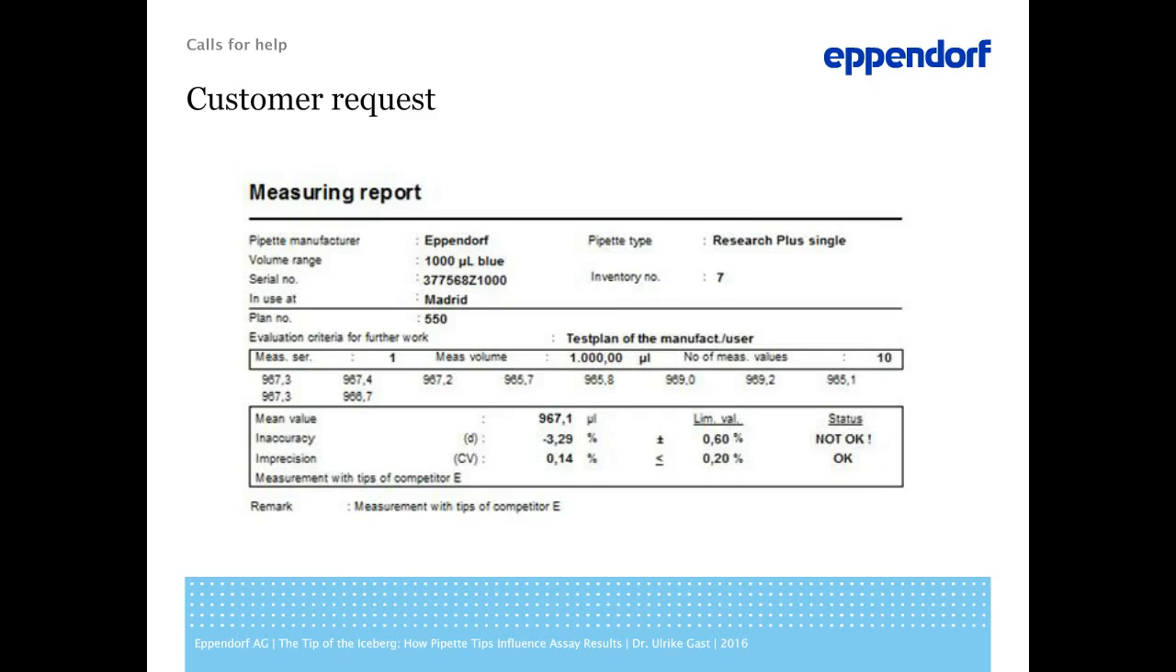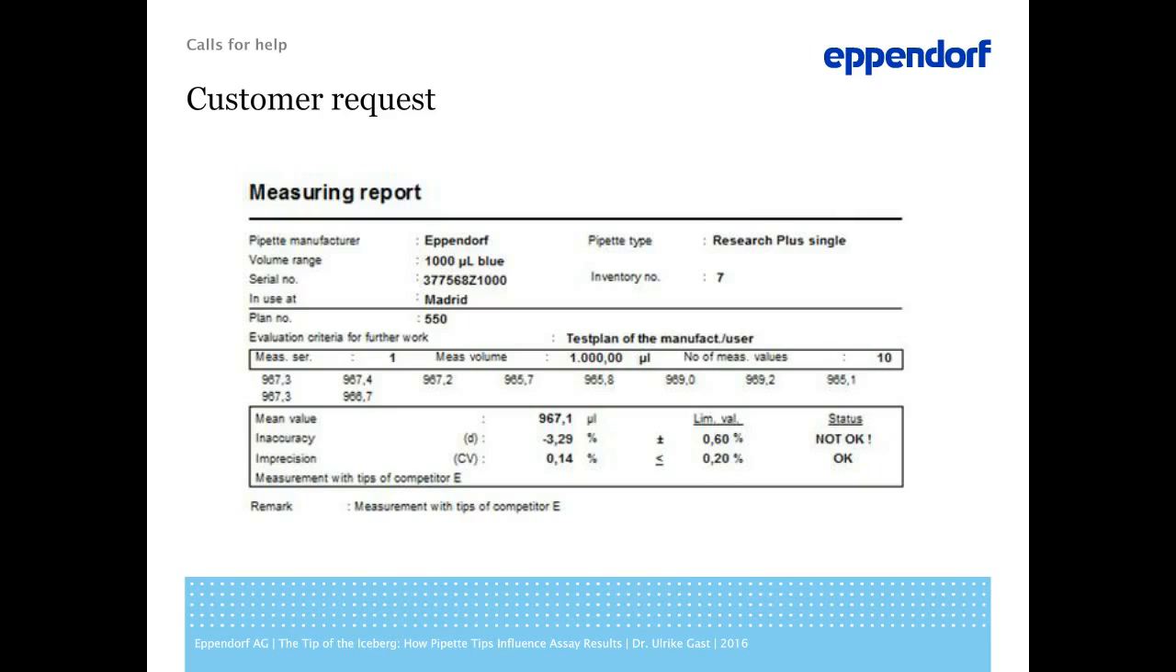Now, in the middle block, you can see the measurement result as well as the allowed error tolerances, called limit value. Well, we see that in this case, the customer is right. The inaccuracy is exceeded. It is roughly 4 times higher than allowed. Thereby, the minus indicates that not enough volume has been aspirated and dispensed into the balance.